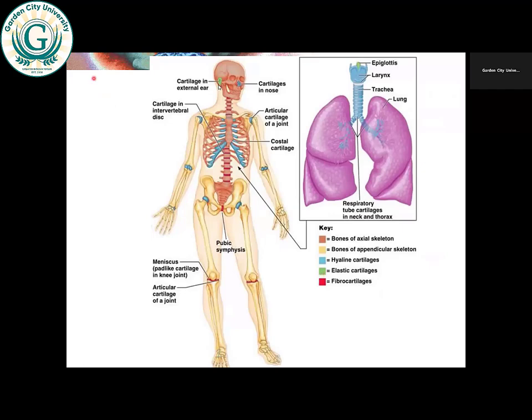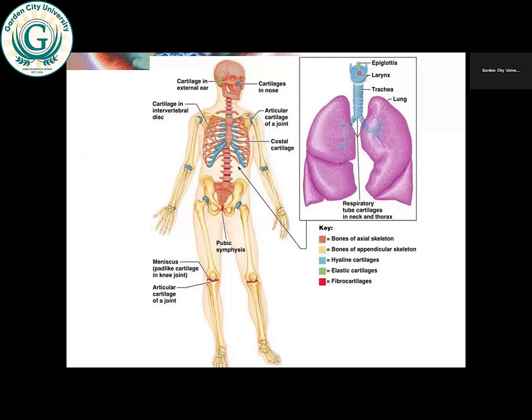So elastic cartilage, you find them in the what? The external ear, the pinna of the ear. Then the epiglottis, you see, it has this elasticity. The epiglottis is also this one. Don't worry, the way they name it is wrong.